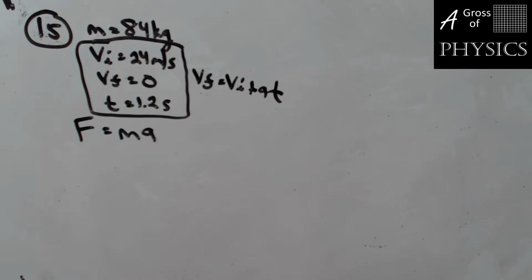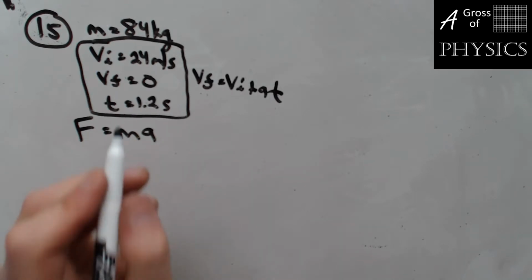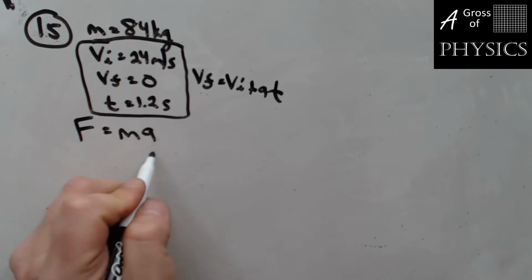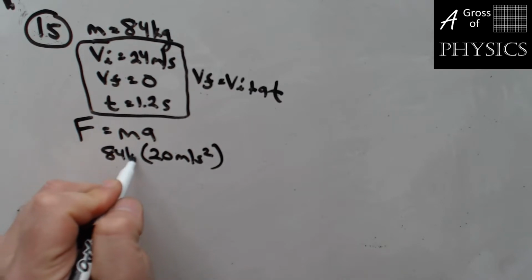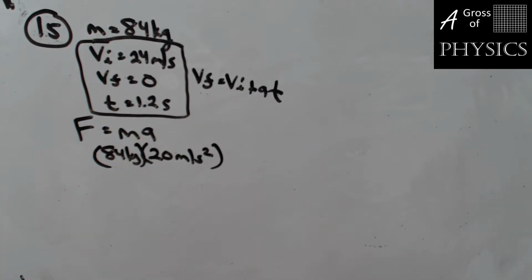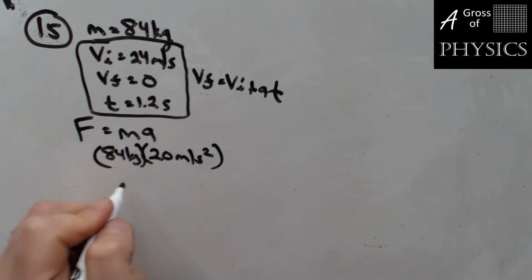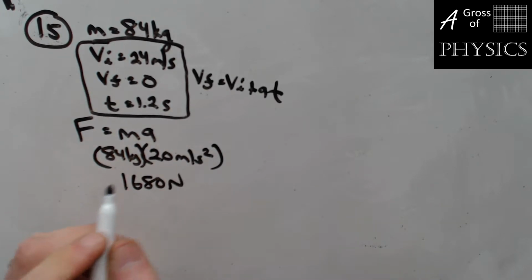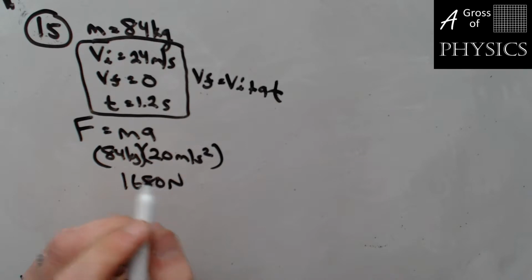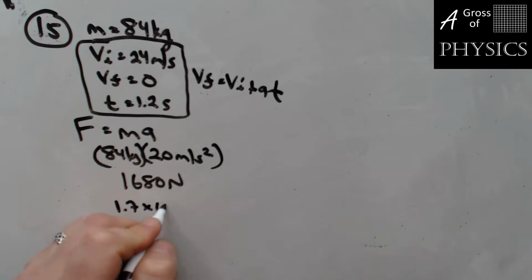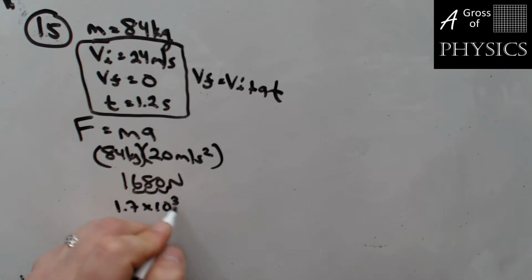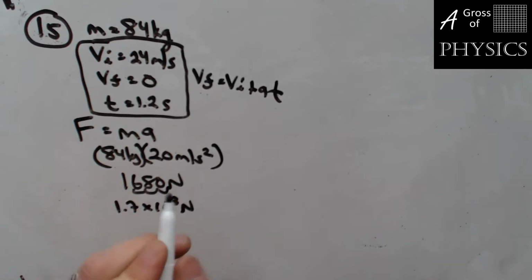So 24 divided by 1.2 gets me 20. That's a negative 20. So 20 meters per second squared. We'll worry about direction later. 84 kilograms. So 20 times 84 is 1680 newtons. 1680. And they're listing everything in scientific notation. So let me change that to 1.7 times 10 to the 3 newtons. And that matches choice 3.